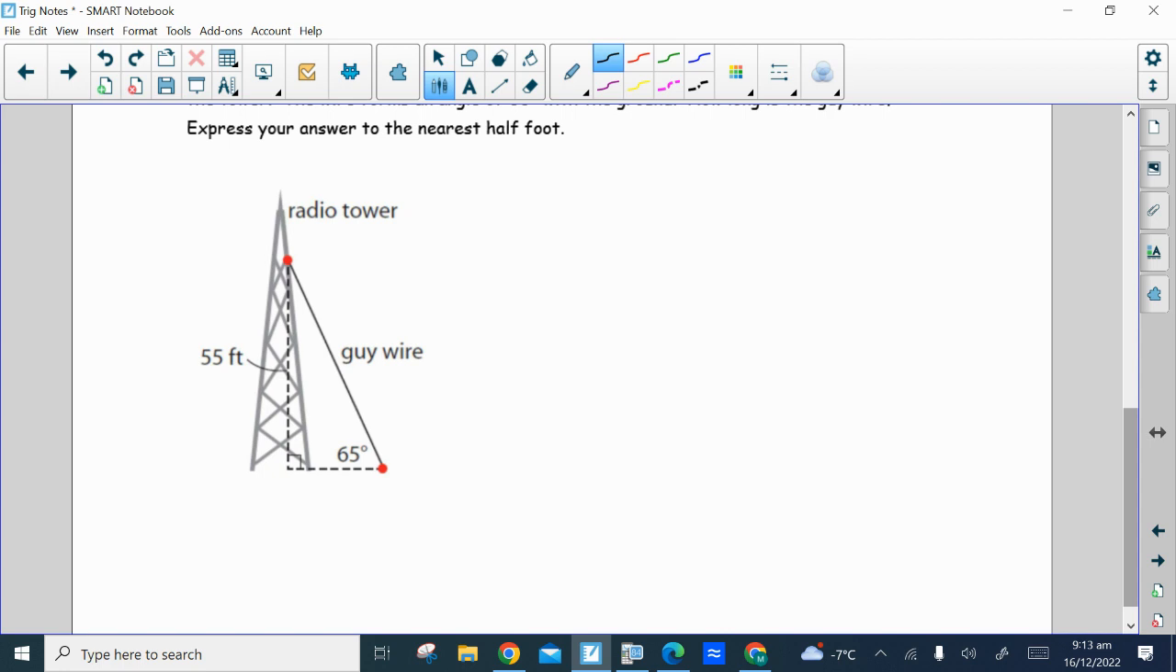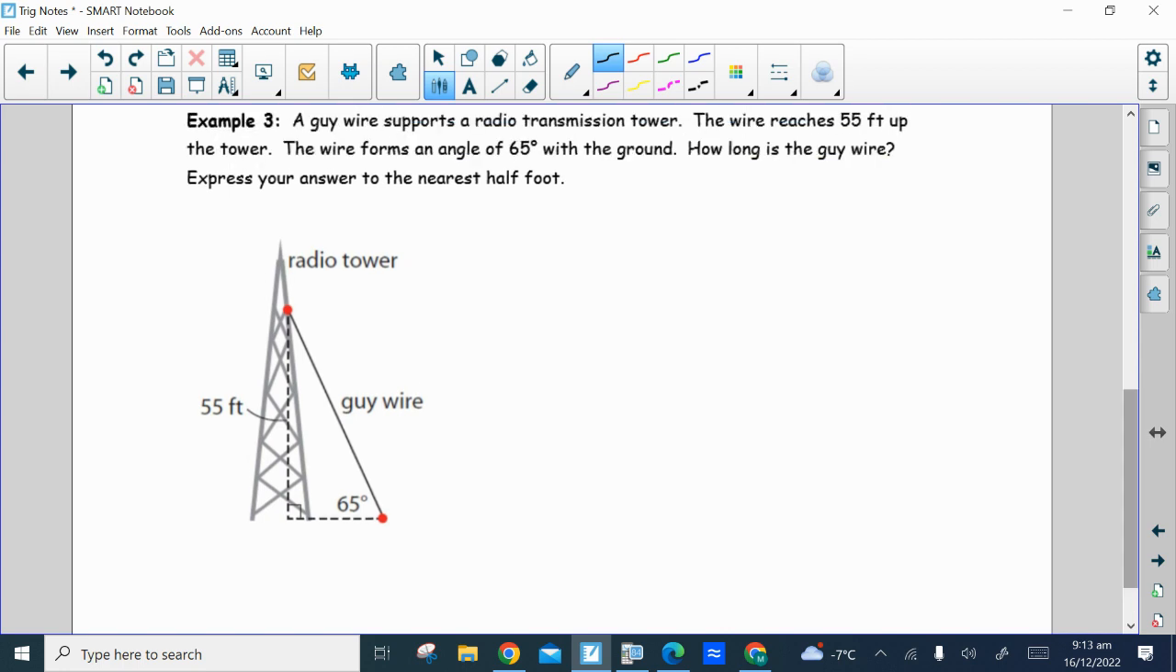But in this case, we've got a picture that shows the guy wire supporting a radio transmission tower. The wire reaches 55 feet up the tower and forms an angle of 65 degrees with the ground. We want to know how long the guy wire is to the nearest half foot. So we want to know what L, the length of the guy wire, is. So we know what we're looking for.